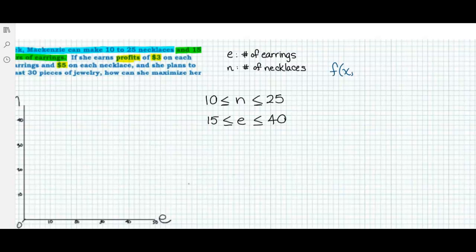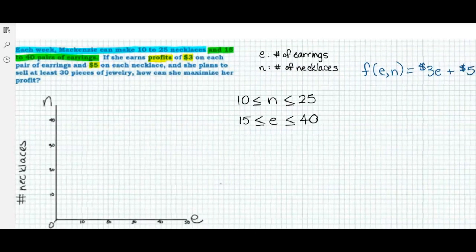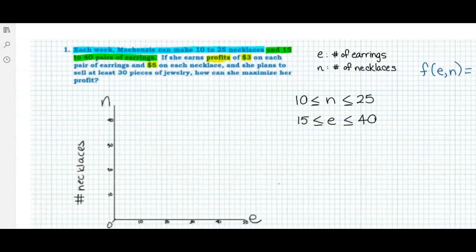F of xy, well in this case we're not using x and y, f of en, we make $3 on each pair of earrings and $5 on each necklace. So that's where that information is going to go. And then finally, we have one other little bit of information here. She plans to sell at least 30 pieces of jewelry.